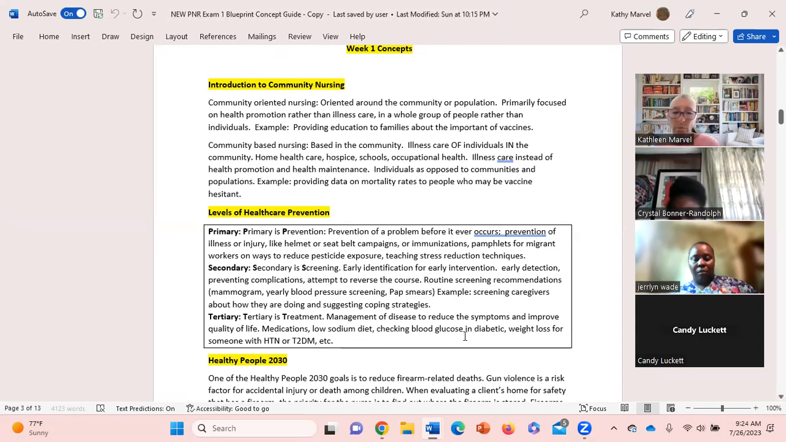Let's think about this. If you have identified a group of teenagers who are at risk for obesity, you've already done that screening, right? And now you're going to try and help educate them so that it doesn't get to the tertiary level. Got it. Does that make sense? Yeah, it does to me now. Okay, good.